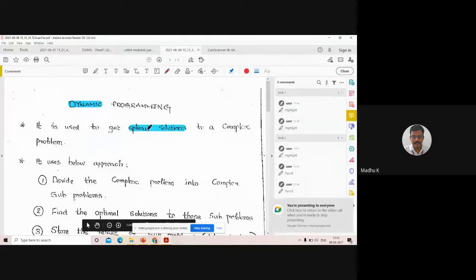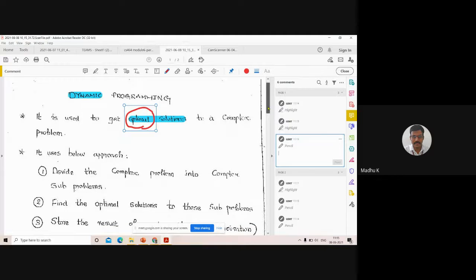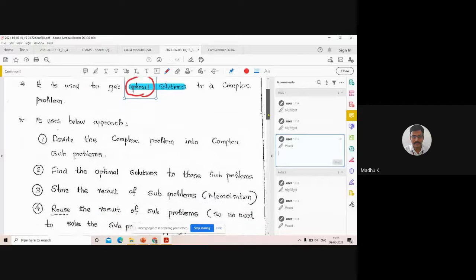It is always used to get optimal solutions to complex problems. There are several solutions, and we want to get the optimal solution from them. In such a situation, we will use the dynamic programming approach. We can solve different problems using the dynamic programming approach.